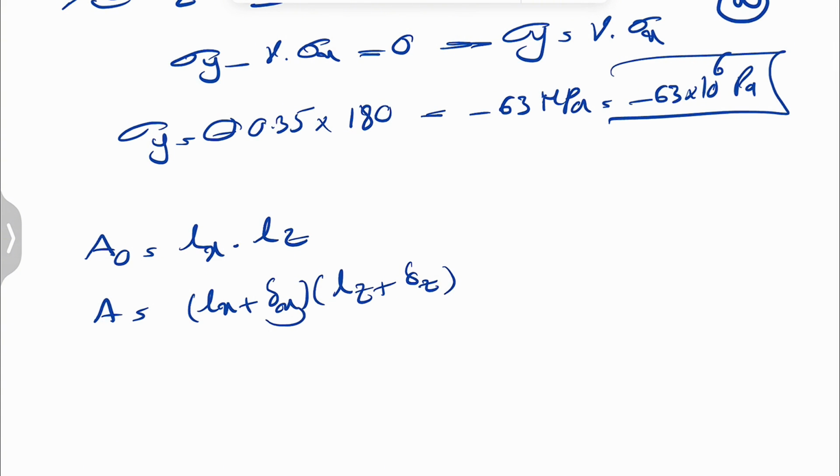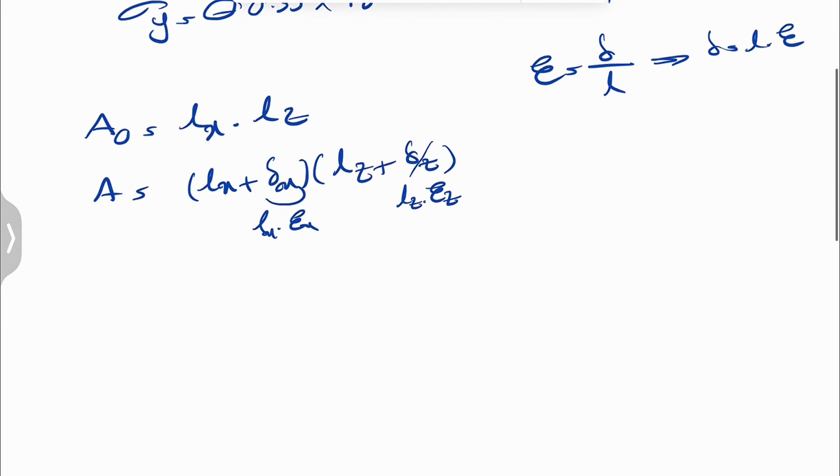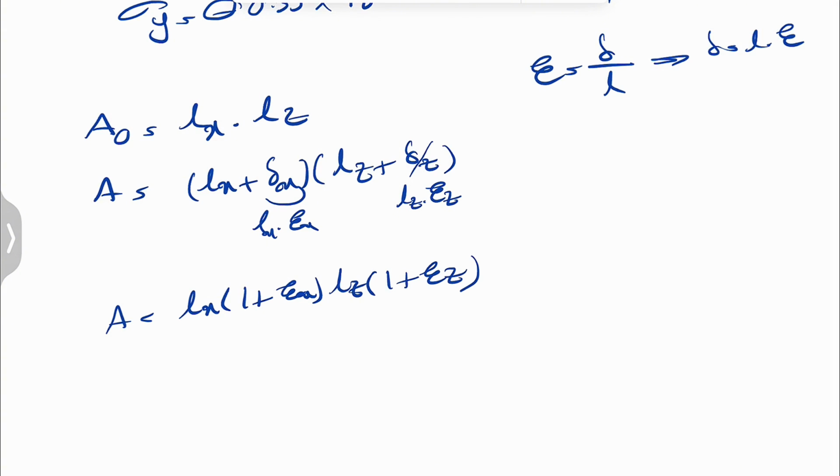And we know epsilon is equal to delta over L. So basically each delta can be written as L times epsilon. So this will be basically Lx times epsilon x, Lz times epsilon z. Now we can factor the L, so our A will turn into Lx times 1 plus epsilon x, Lz times 1 plus epsilon z.